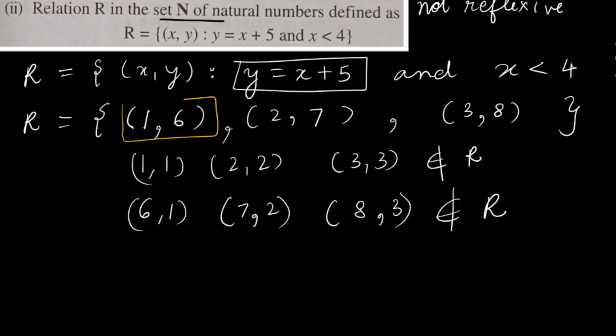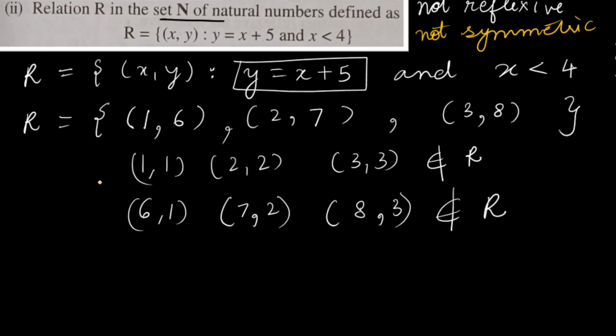The symmetric ordered pair of 1, 6 is 6, 1. For 2, 7 it is 7, 2, and for 3, 8 the symmetric ordered pair is 8, 3. So all the 3 ordered pairs do not belong to R, which means the given relation is not symmetric. So it's not reflexive and not symmetric.